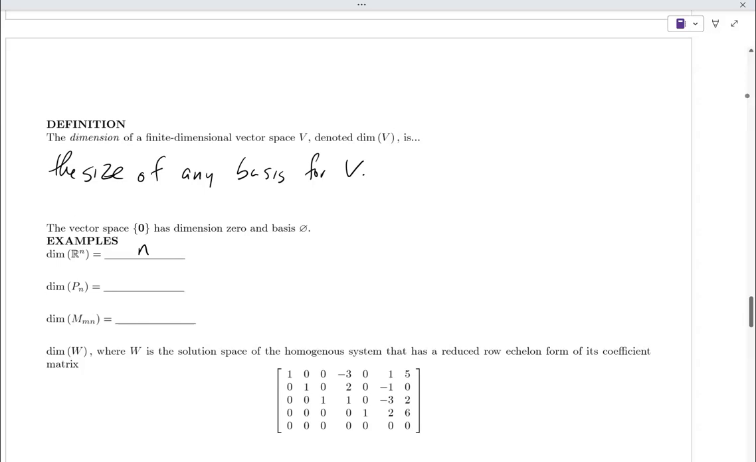What does Pn mean again? P sub n? Yeah, polynomials of degree n or less, right? And then including the zero polynomial. What forms the basis for Pn? What's our standard basis for Pn?